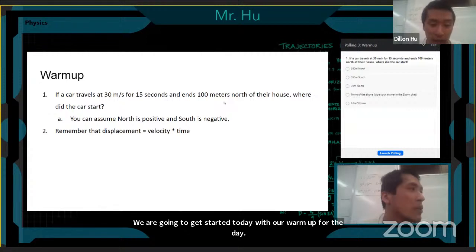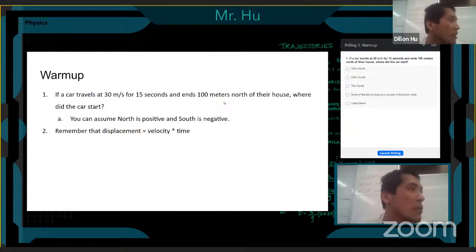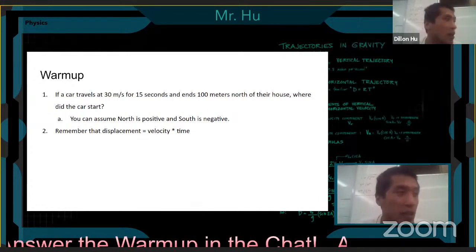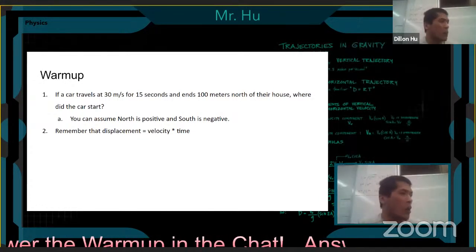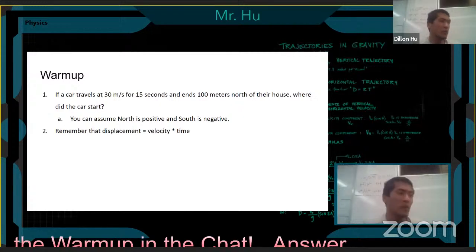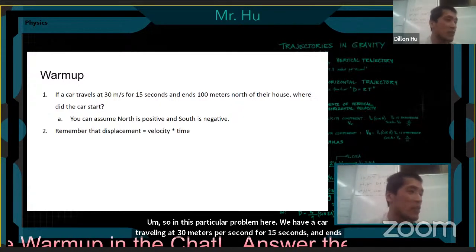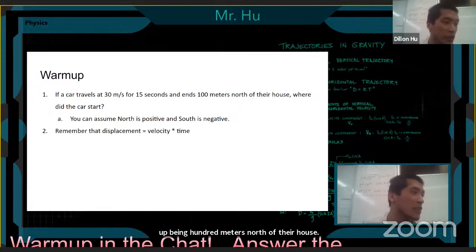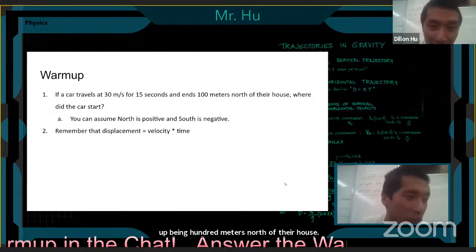You can assume that the north direction is positive and the south direction is negative. And if you are unsure what formula to use, just remember that displacement is velocity times time. So what I thought we would do today is I have a little poll here for you to fill out.